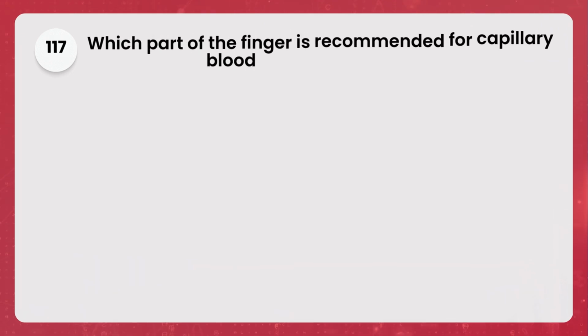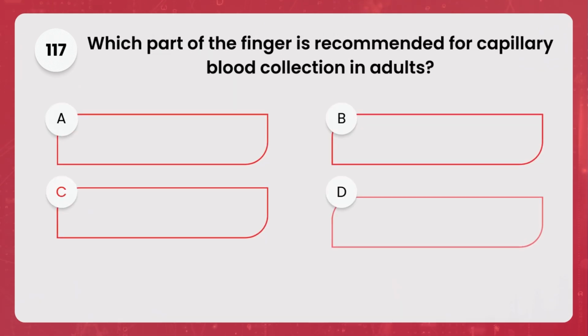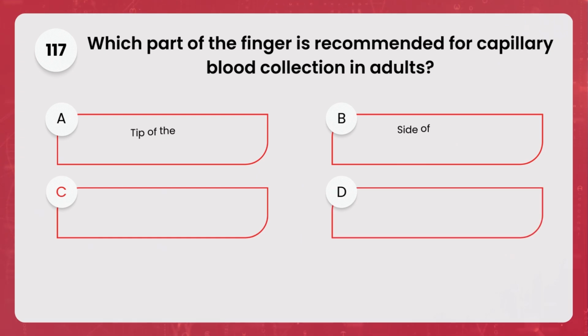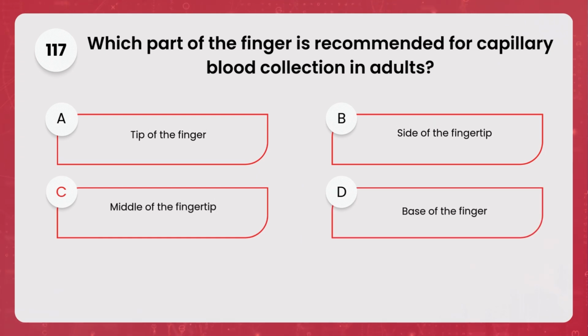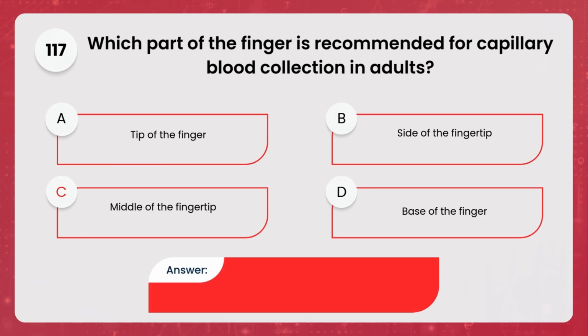Number 117. Which part of the finger is recommended for capillary blood collection in adults? A. Tip of the finger. B. Side of the fingertip. C. Middle of the fingertip. And D. Base of the finger. The answer is B. Side of the fingertip.